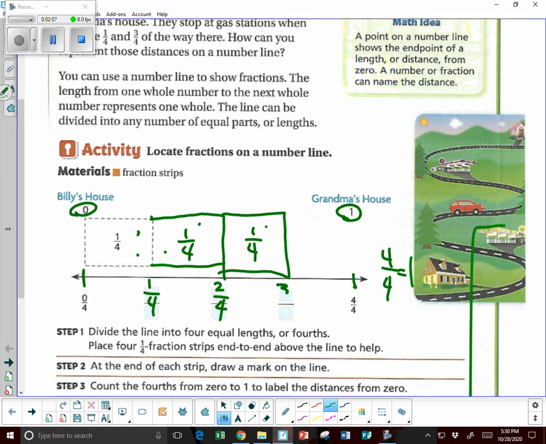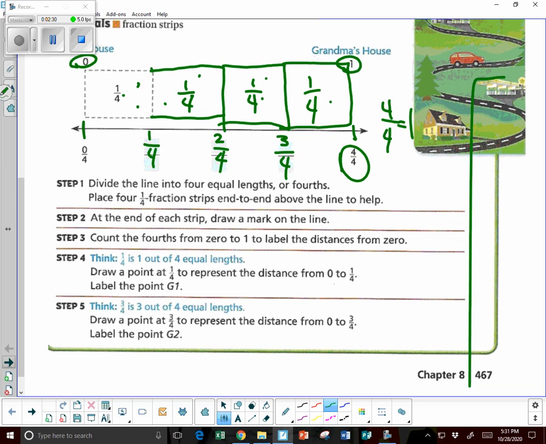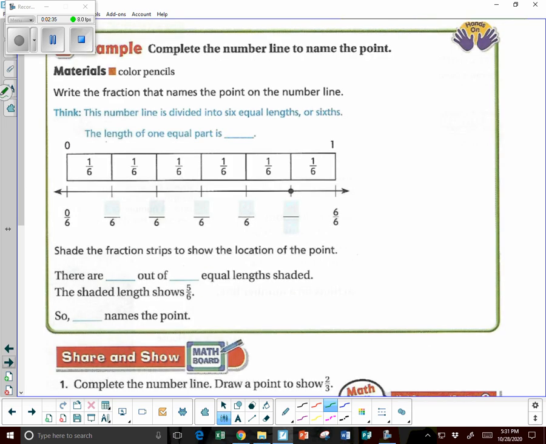So that becomes 3 fourths. Okay? Then I add another one. We now have 1, 2, 3, 4 fourths, which is 1 whole. It goes from 0 to 1. We have that broken up into 4 parts. Okay? All right, let's go to the next page.